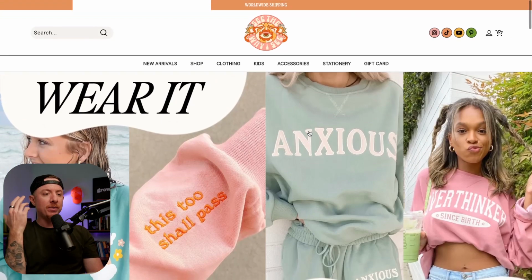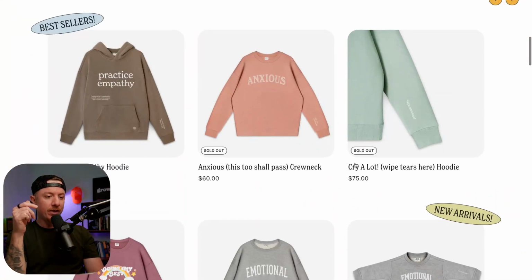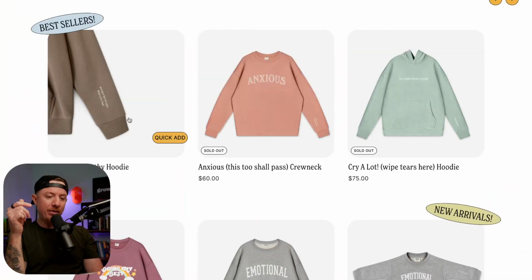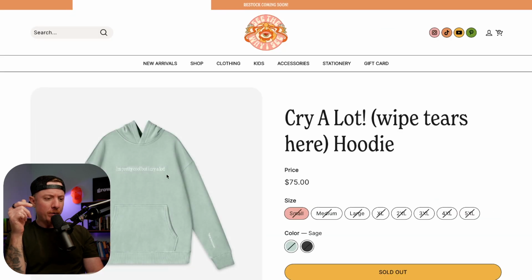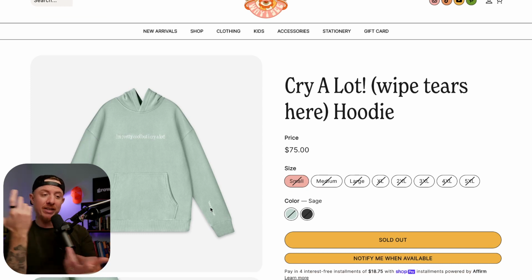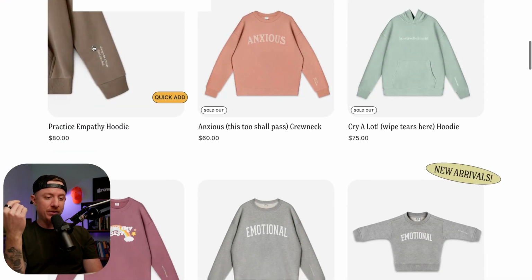All right, so let's take a look at the website here. Wear it proudly. This design, overthinker here since birth. Anxious, practice empathy. What's this one say? I'm pretty cool, but I cry a lot. And it says wipe tears here on the sleeve. Again, this is great. If you're speaking to an audience who cries a lot, this is their shirt.